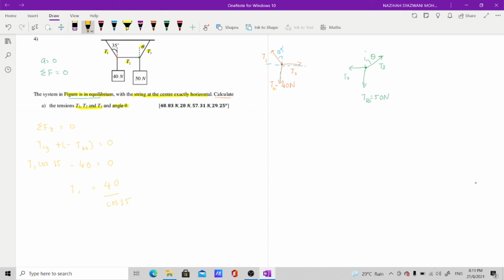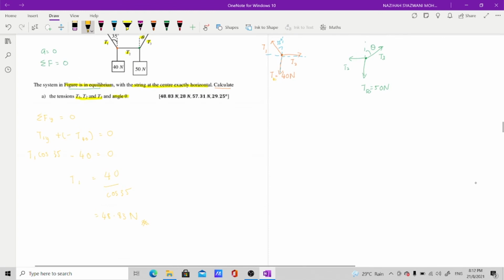So you are going to have cos 35, okay? So the answer for T1 would be 48.83 Newton. Okay, so this is for T1. Now let's look at the x component of the orange object.